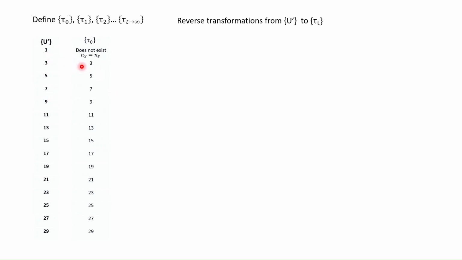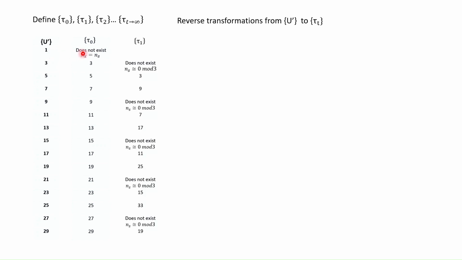Why? Because for element 1 we know that nx is equal to ns, and we had specifically defined in our condition that when we are looking for loops via multiple transformations, we do not want nx to be equal to ns. So we remove this out of our analysis. This has to be excluded.